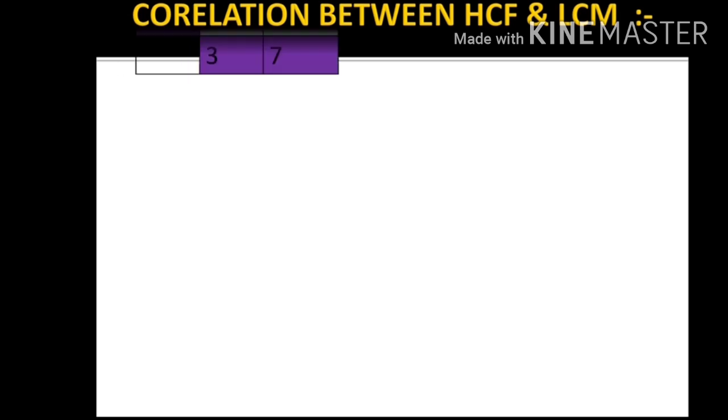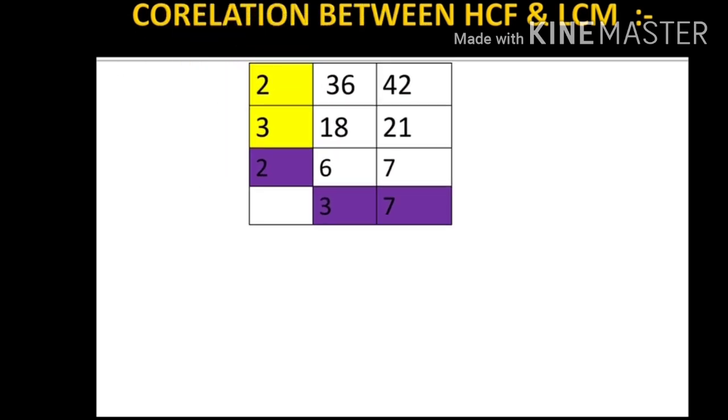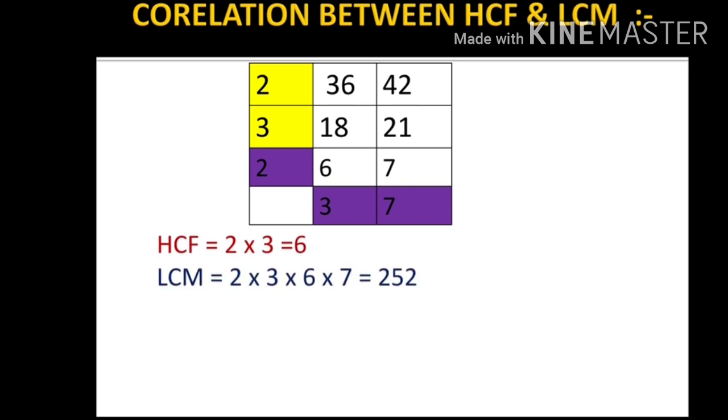Correlation between HCF and LCM. One example here, 36 and 42 divided by 2 we get 18 and 21. 18 and 21 divided by 3 we get 6 and 7. 6 is divided by 2 we get 3, and 7 as it is. So in the yellow box, the HCF is 2 into 3, which is equal to 6. The LCM is 2 into 3 into 2 into 3, that is 6 into 7, which is equal to 252.